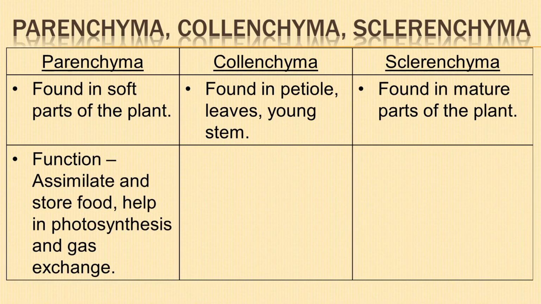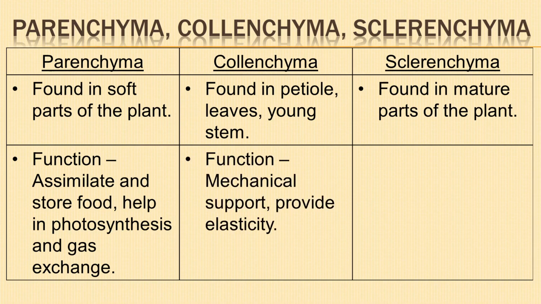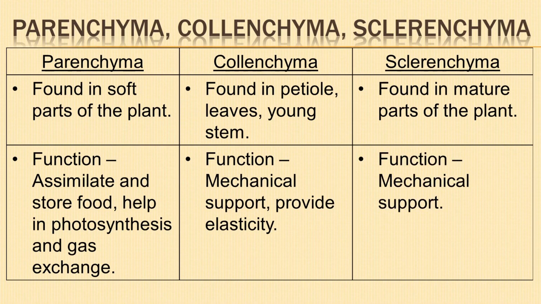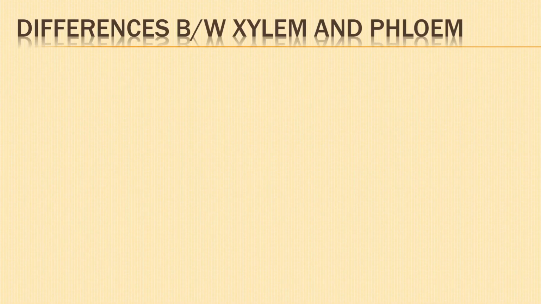The living cells of parenchyma assimilate and store food, help in photosynthesis and gaseous exchange. Collenchyma is the chief mechanical tissue of young parts of the plant and resist bending, provide elasticity in young dicotyledonous stem. Sclerenchyma cells provide mechanical support to plants. Now, we shall look into the differences between xylem and phloem.